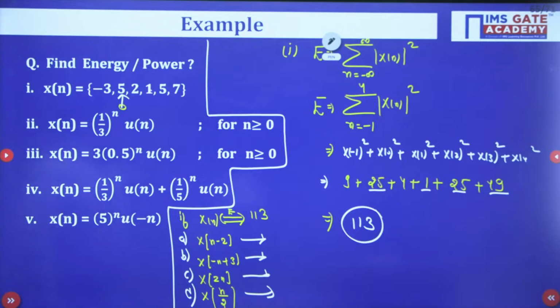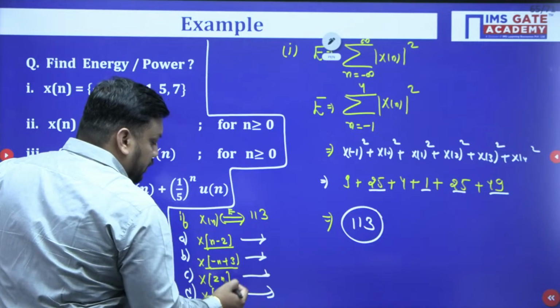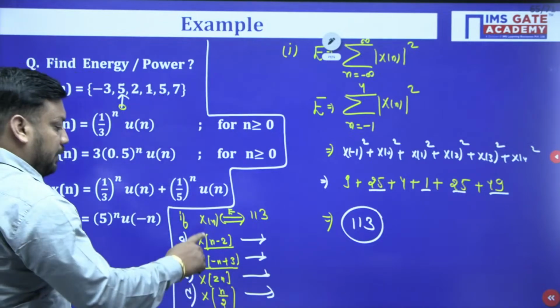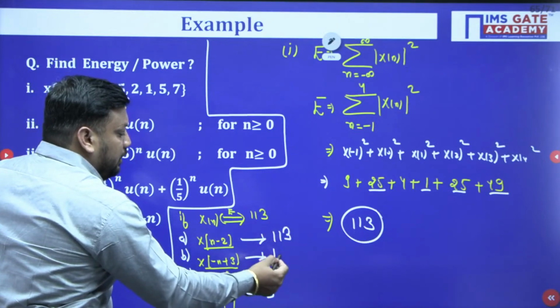So the answer is: x has the same energy, sir. Time shifting does not affect and time reversal does not affect. So time shifting and time reversal do not affect the energy. So energy will remain the same, 113.